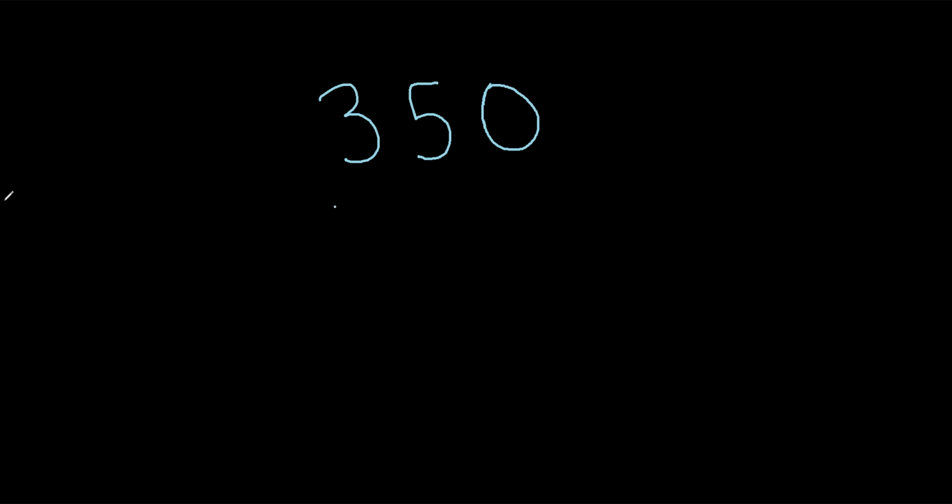All right, let's try one more example. Let's say we have the decimal value 350. How can we write this as a binary value? Well, once again, we'll start with 1. And we'll start doubling it until we reach a number that's greater than 350.